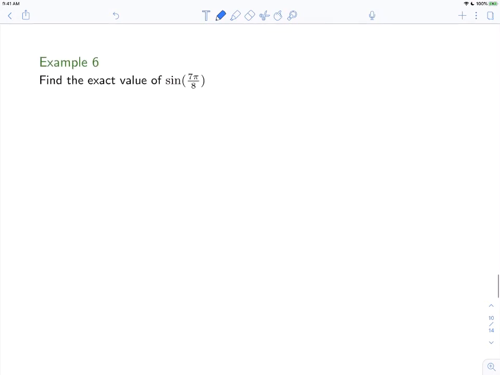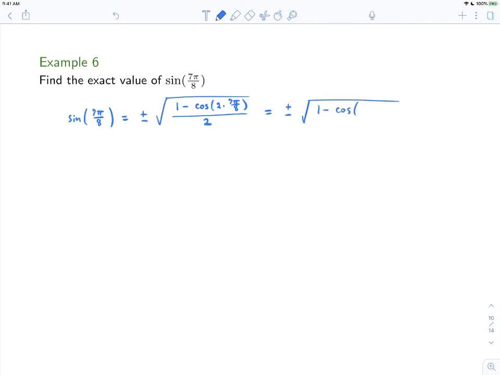Here's another example. Find the exact value of sine of 7 pi over 8. Again, we want to use the half-angle formula for sine. So, sine of 7 pi over 8 is equal to plus or minus the square root of 1 minus cosine, and now we just double the angle. So it's going to be 2 times 7 pi over 8, and all of that divided by 2. That will be equal to plus or minus the square root of 1 minus cosine. So 2 times 7 pi over 8 is 7 pi over 4, divided by 2.